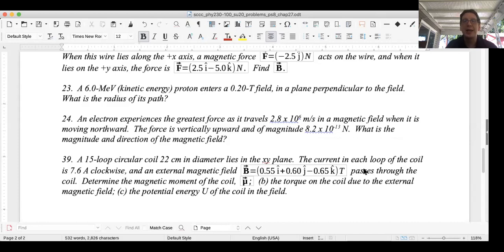That's part A. Part B, the torque on the coil due to the external magnetic field, so that's mu cross B. Once you figure out mu, you apply the cross product. That gives you the torque vector. And then the potential energy U of the coil in the field, well, that's negative mu dot B. So you're going to probably get a slightly different answer in that case. So you have mu cross B for the torque, and then the potential energy U is negative mu dot B.